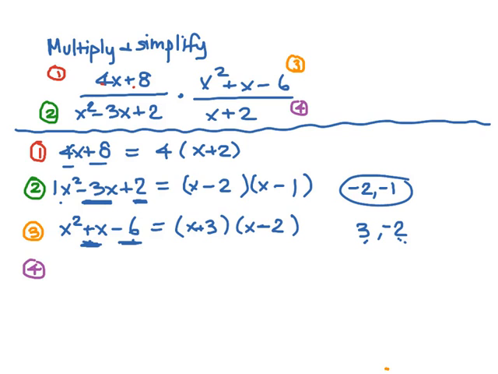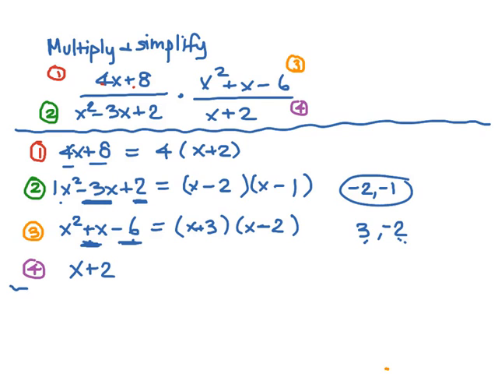So the fourth one, well, let's take a look at the fourth one. It's just x plus 2. I don't even have to do anything with that. That's already in its prime factored form.